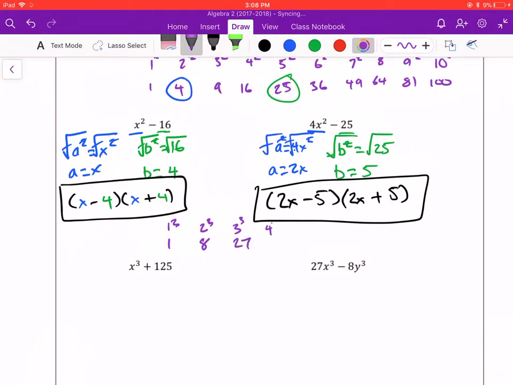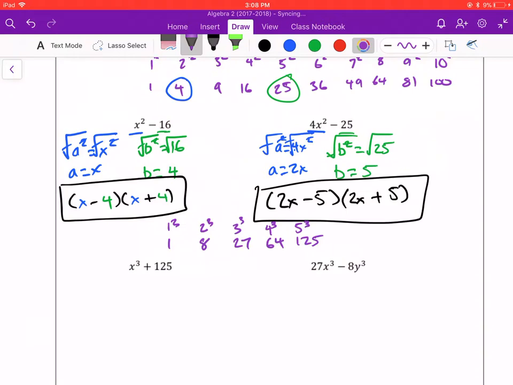4 times 4 is 16. 16 times another 4 is 64. And lastly, 5 times 5 is 25, and 25 times another 5 is 125. Right? Those are the ones. From there on out, they get a little weird. You don't have to memorize those, but these numbers at least, you should recognize they may be cube roots.